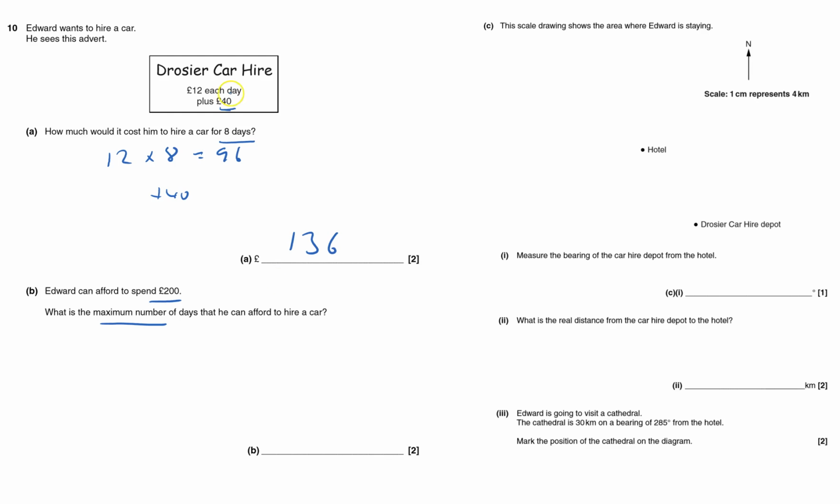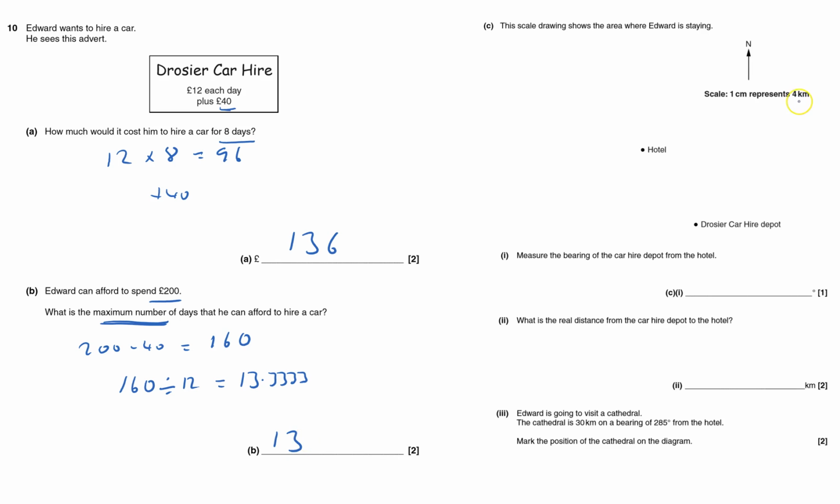Well, I need to work out how many days. I could do it by trial and error, but if I do 200, take away that 40, then this will say he's got 160, and that's so we can see how many days fit in that. I've got to find out how many 12s go into that. So I want to do 160 divided by 12, and that equals 13.3333. And the maximum number, so that's not my answer. It can't do 14 days because that would be too much money, but it can do 13 days.